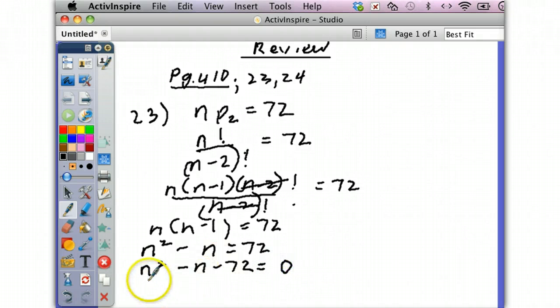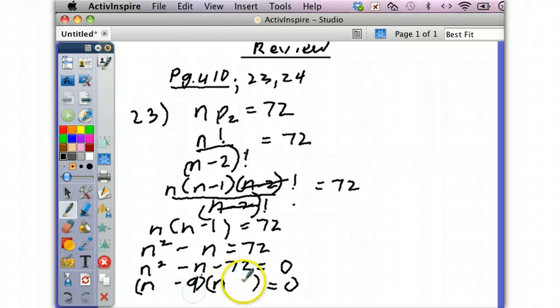Equals 0. And then we do a little bit of algebra 1 factoring here. Let me see if anybody remembers how to factor something like this. It's going to be n times n, correct? How can we get negative 72 by multiplying two numbers together? One has to be positive, one has to be negative, right? 9 and 8. And which one should be negative, the 9 or the 8? The 9, because the bigger one will dominate the middle sign here. So it's going to be n minus 9 here, and then n plus 8, like that.